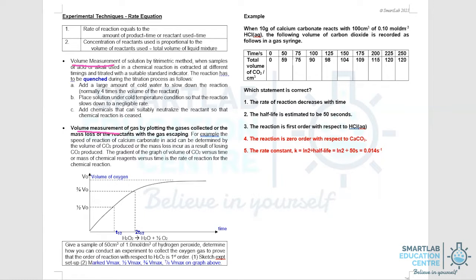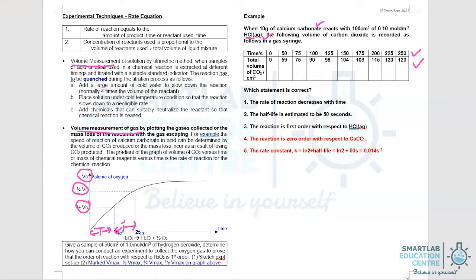The second one is to use volume measurement of gas. In this case, you could have calcium carbonate reacting with HCl and then collecting the gas over a span of time. From then, we can plot the graph. If the graph ends up as drawn down here, which is a product-time graph, then we can make the assumption that it is first order, and by knowing the maximum volume of gas that could be produced, we can mark a half V0 and 3/4 V0 and check whether the half-life here and the half-life here is constant. If it's constant, it will indicate that the reaction with respect, in this case to HCl, is first order.